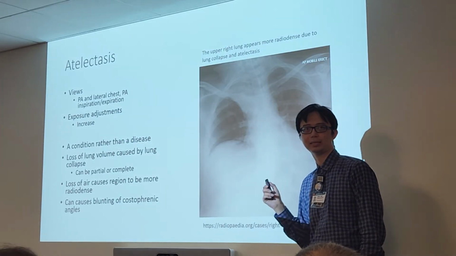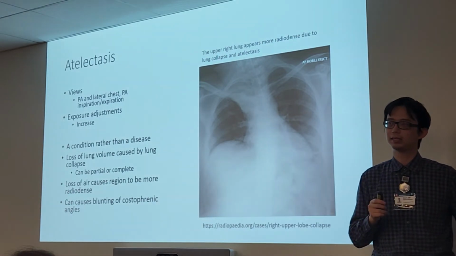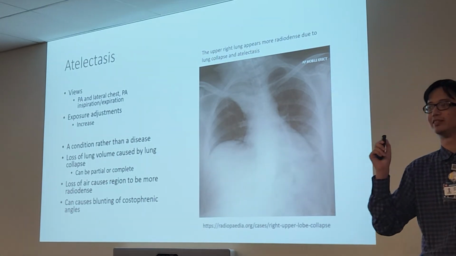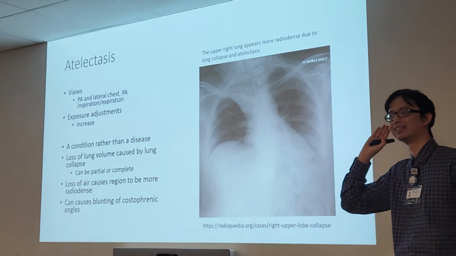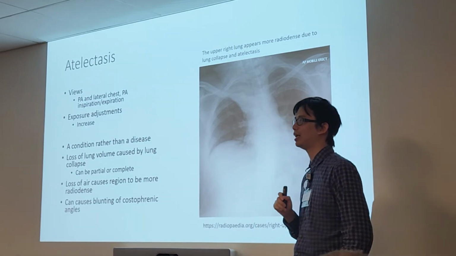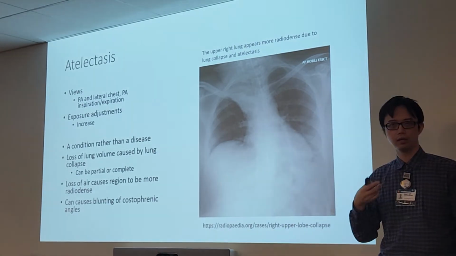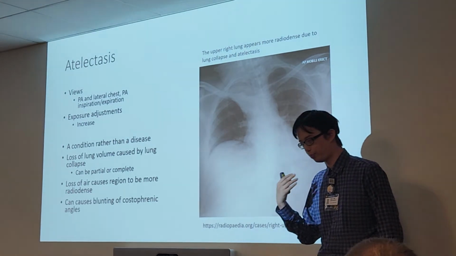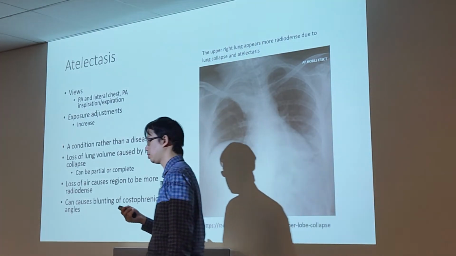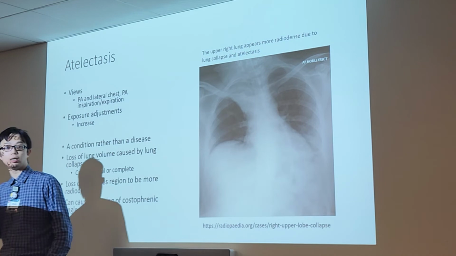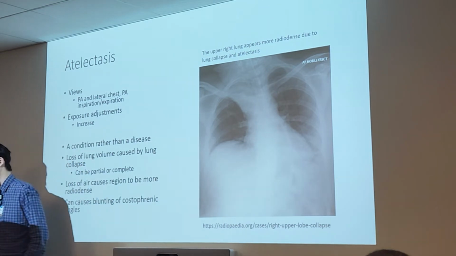Okay, next up, atelectasis. What is atelectasis? Charles. All right, Charles, go ahead. Collapse of the lung. All right, collapse of the lung, good. So either a full collapse or a partial collapse of the lung. Doesn't have to be the entire lung, could just be one of the lobes of the lung.